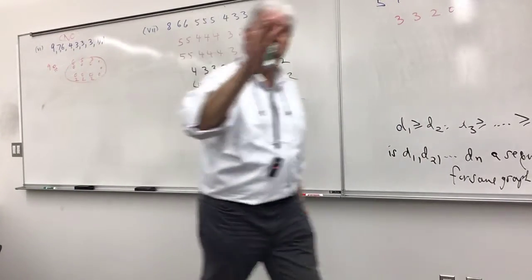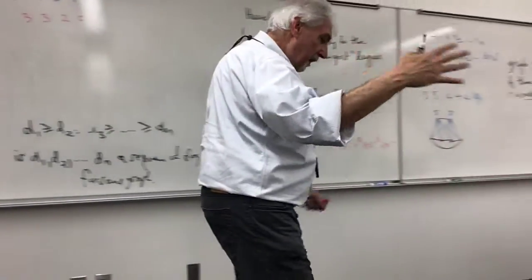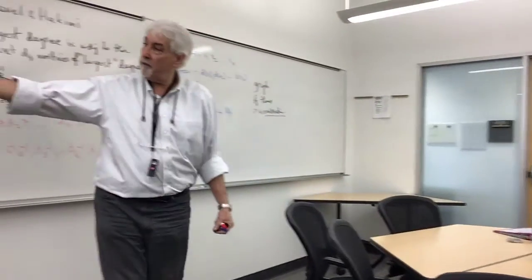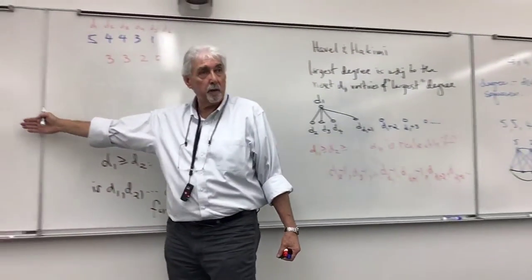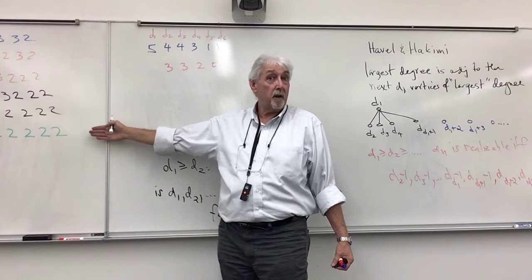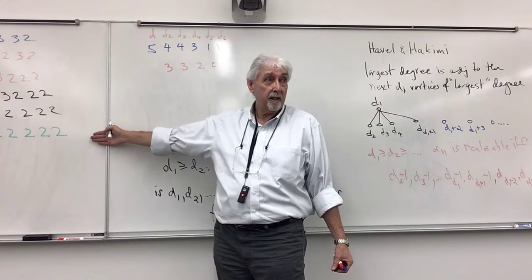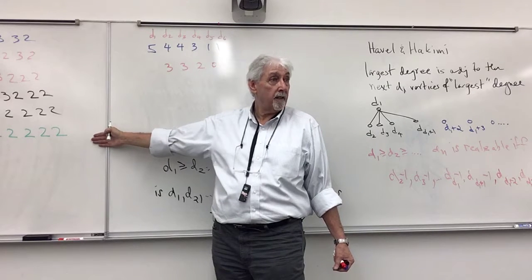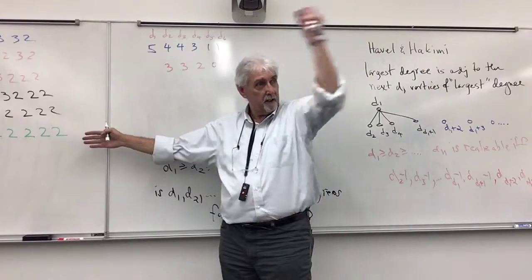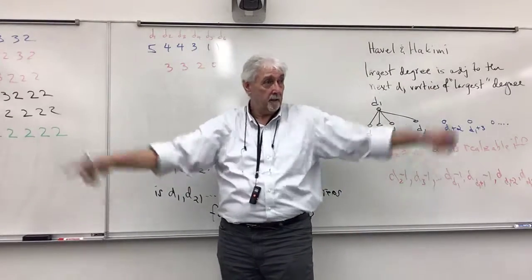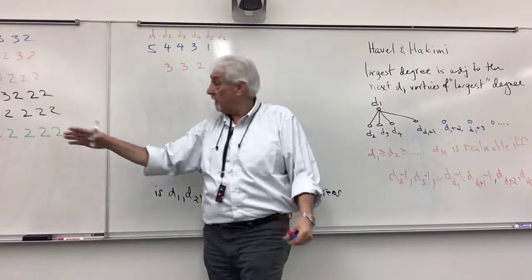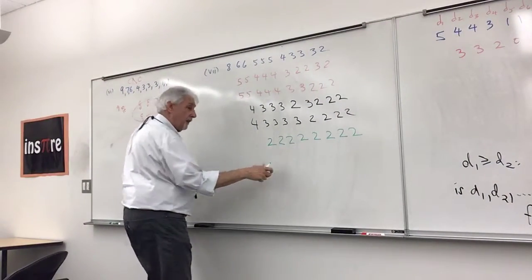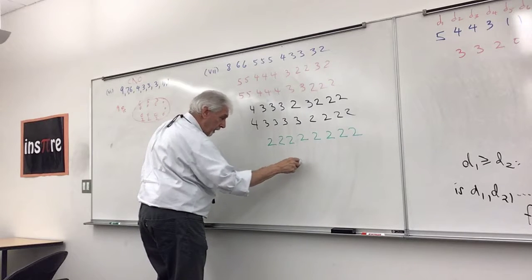Now, you don't have to go all the way through this. If at some point you know a graph that attains this degree sequence, do you know a graph that attains this degree sequence? This is an easy one. Give me a graph that attains this. So one of these, or one of these, it doesn't matter. There is a graph that attains this.